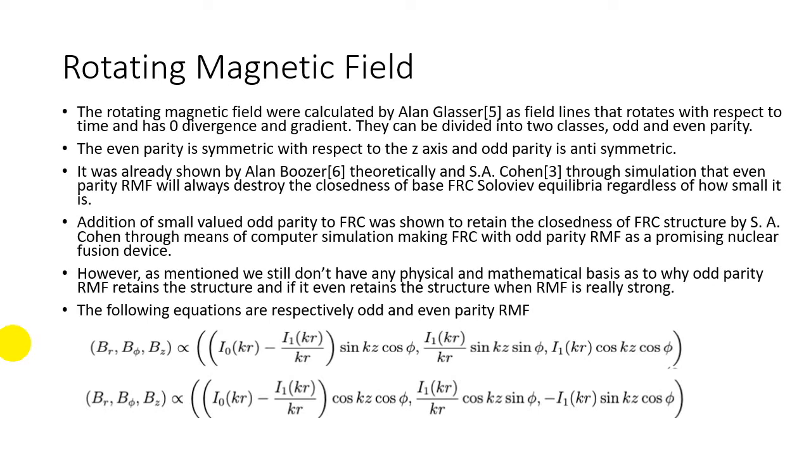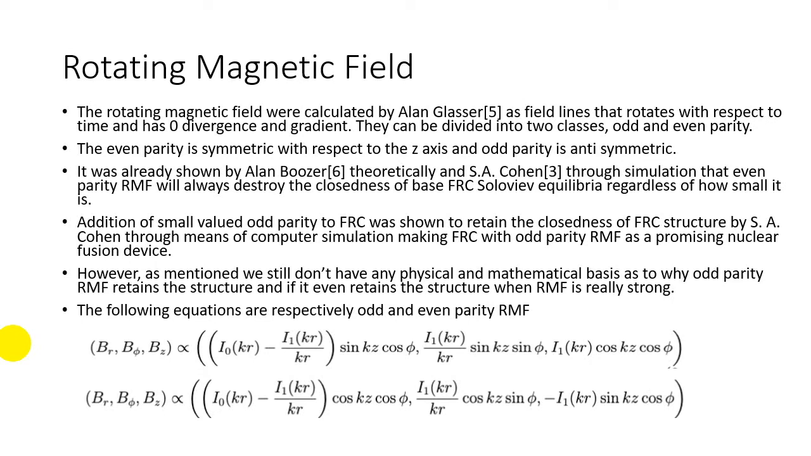Now I'm going to discuss what a rotating magnetic field is. As you know, we use the rotating magnetic field to drive the plasma. They were derived by Alan Glasser as field lines which have zero divergence and zero curl. Scratch that, my bad: zero divergence and zero curl.